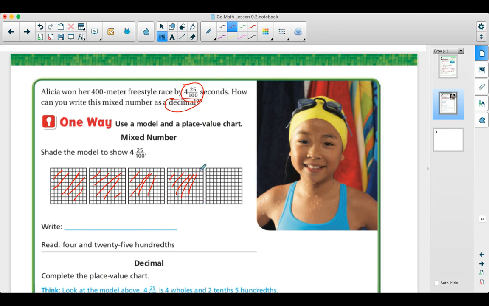And now we only have 25/100ths. So we're shading in 10 here. Another 10 here. It's 20. 1, 2, 3, 4, 5. So there we just shaded in 25/100ths. 25 little blocks. So now let's write 25/100ths. What are they asking us? As a decimal. So it's 4 wholes, 0.25. You should be writing this in your Go Math book.